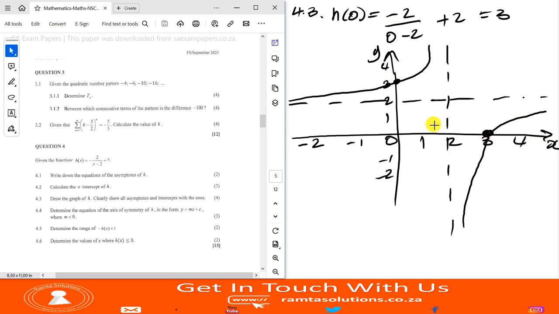Okay? Perfect. So this is it, guys. This is your 4 marks. So you get your mark for shape, the points, x-intercept, y-intercept, and the asymptotes as well, and the shape as well. All right? So all your marks are yours when you do it like this. Okay? All the marks are yours. All right? So we are done with 4.3.